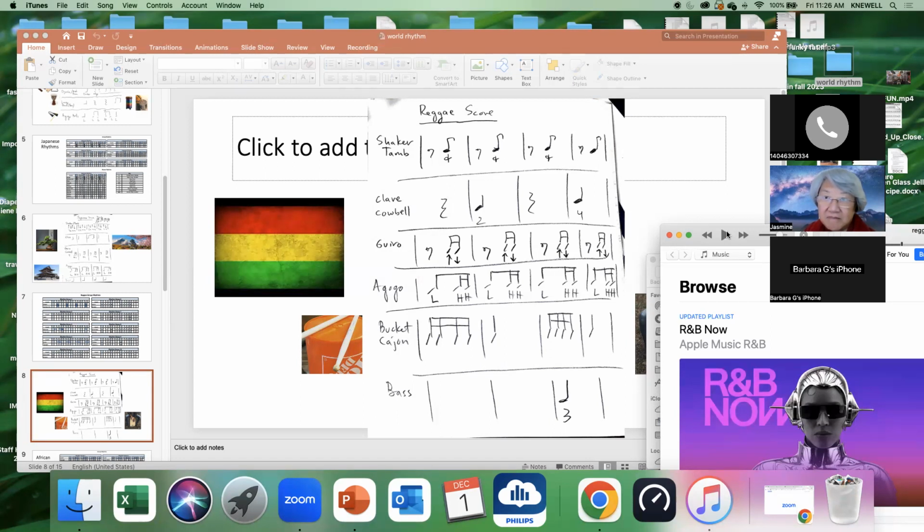I'm hoping you can see this. So the rhythm is 1 and a 2 and a 3 and a 4 and a. You can think of this as strawberry, strawberry, strawberry, strawberry. So along with the tune, here we go. Okay. So the next thing is the bucket or the cajon.